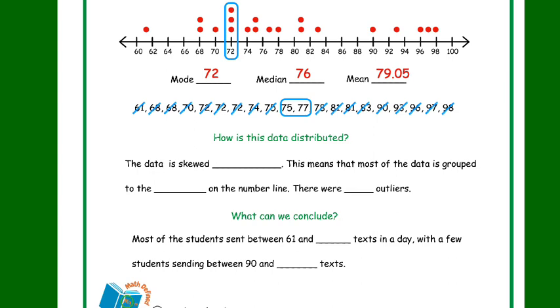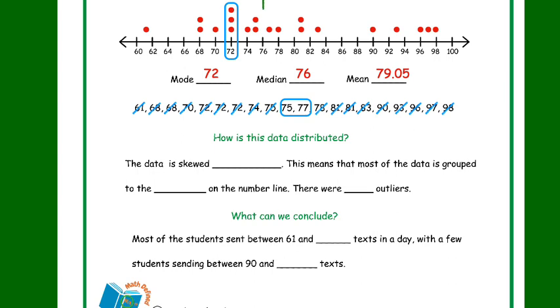Oftentimes, you will be asked which one of these three measures of center is the best to describe the data that has been collected. Well, the best measure of center is the value that is closest to dividing the data points in half. Looking at the mode of 72, you can easily see on the dot plot that it definitely does not evenly divide the data points.